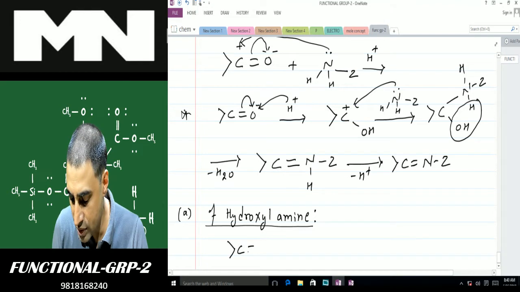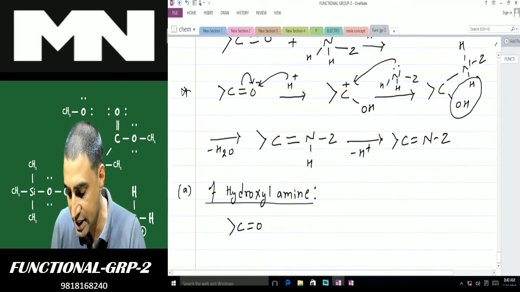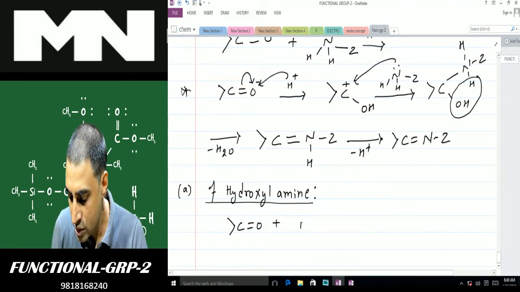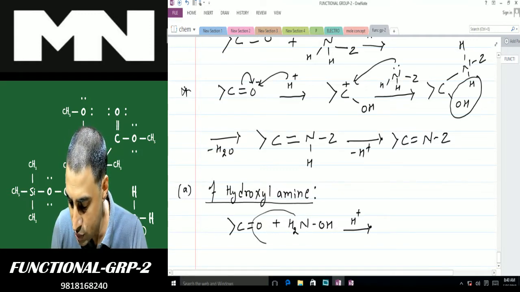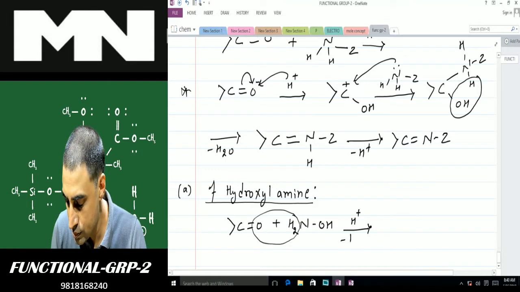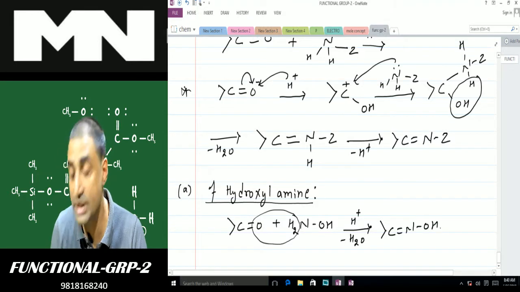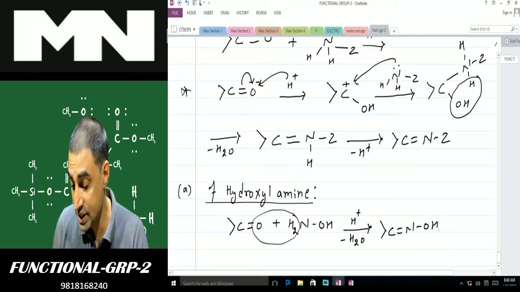I've got a compound like this. It can be either an aldehyde or a ketone. I'm reacting it with hydroxylamine in the presence of an acid, H2O will come out. I will get a compound like this. This compound is known as an oxime.